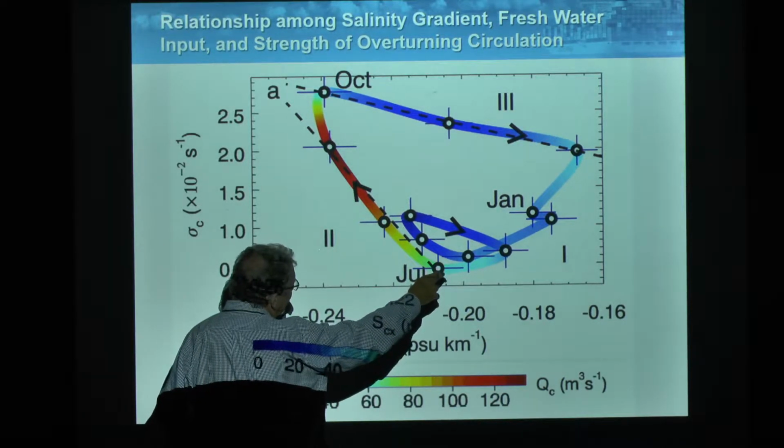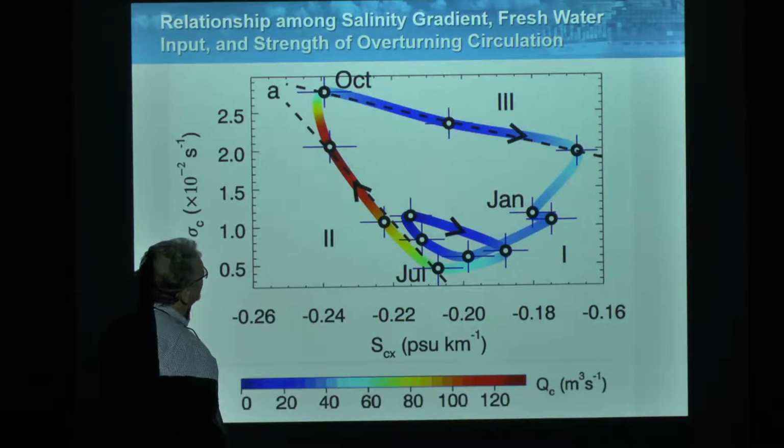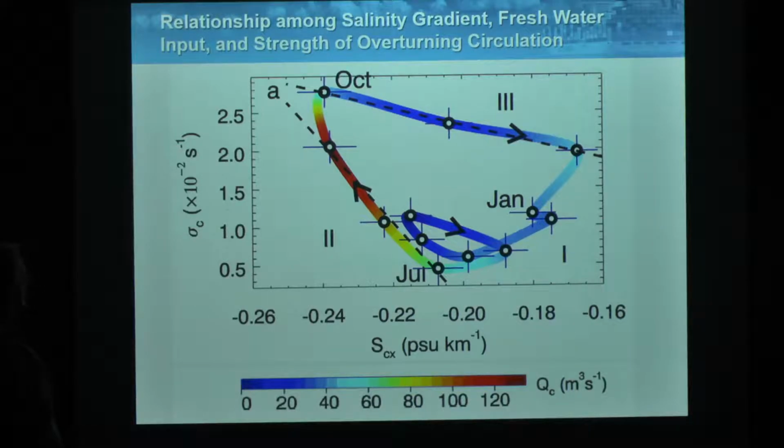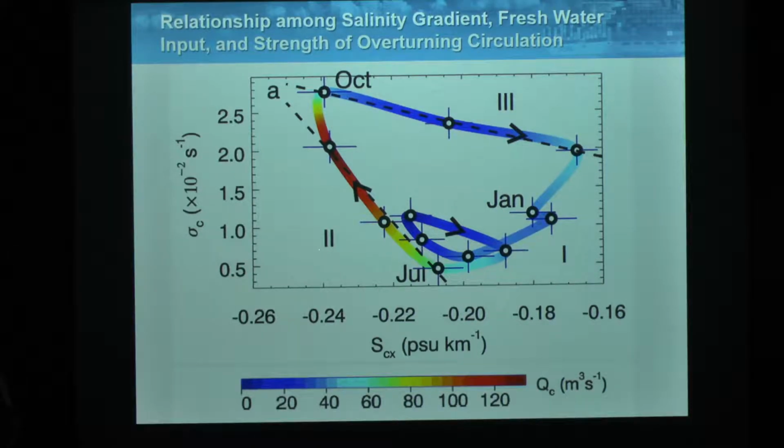It does some funky things in the spring because of the changing wind patterns and precipitation patterns. But in early summer, when it starts to get really wet, you see the maximum freshwater inflow in the August-September time frame. You see basically a linear increase in the strength of that overturning circulation as that density gradient and freshwater input increases.